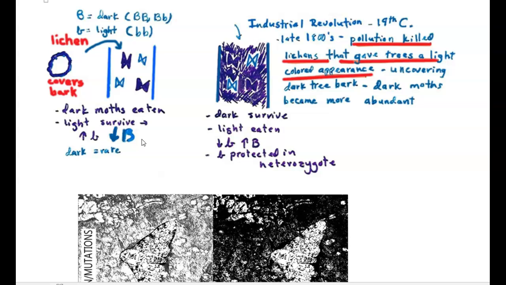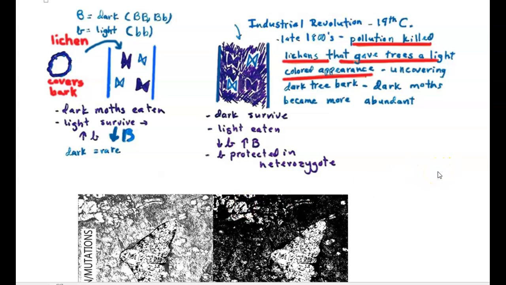Then the Industrial Revolution comes and it kills all the lichens. See down here. So my purple, that's actually just the natural bark color, which we can now see because all the lichens are gone. So now we can actually see the dark tree bark. Now, if you're a bird here, you can actually see the light ones better. See, look down here in the bottom picture. You can actually see the light ones, and you can hardly see the dark one. There's a dark one right there. You can hardly even see it.